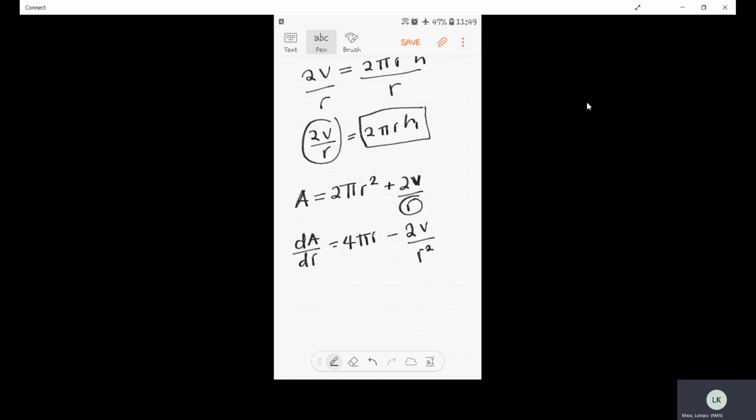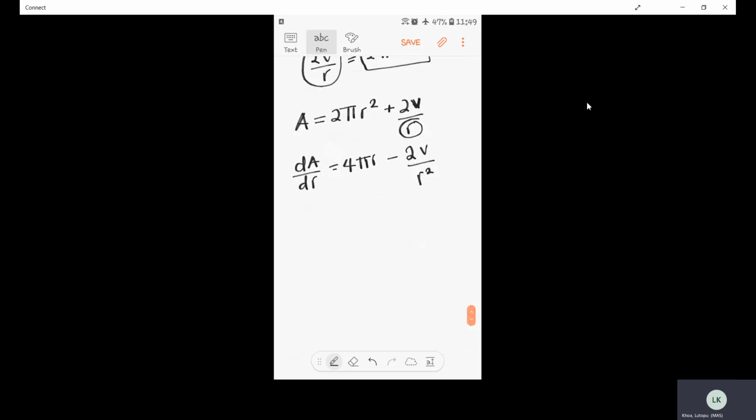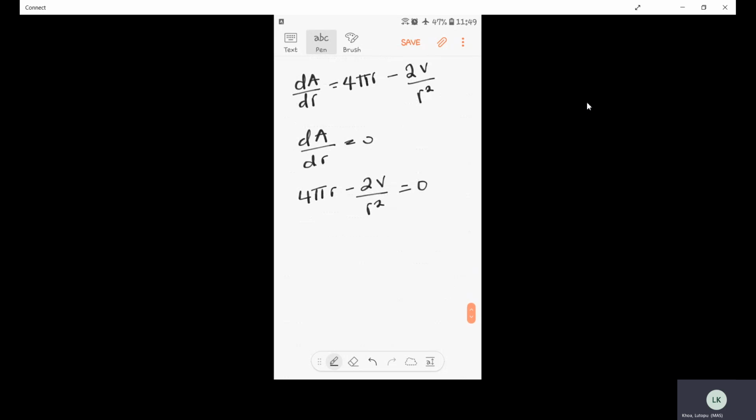Okay, so again, remember that v is a constant, so I do not multiply by dv/dr because v is fixed. Then for the critical points, dA/dr is equal to 0, so we have 4 pi r minus 2v over r squared. This is equal to 0. Then to solve this, to work out the value of r, what we do is we have 2v over r squared, and this is equal to 4 pi times r.